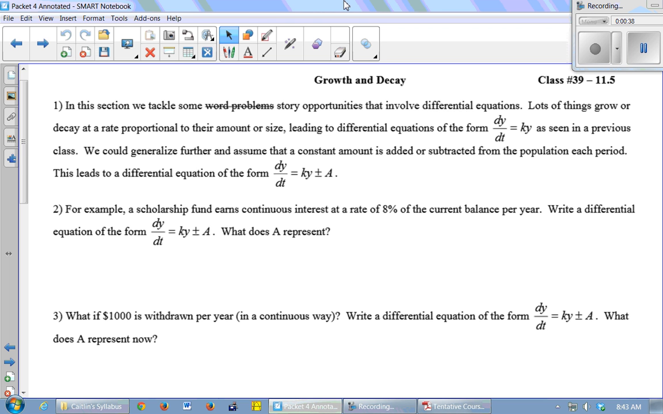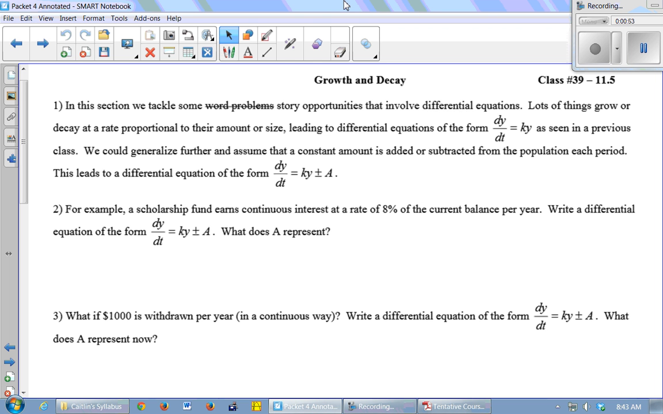Okay, so last class we did a word problem that involved mixing, right? It was a mixture problem with salt water. And today we're going to continue to look at some word problems that involve differential equations.